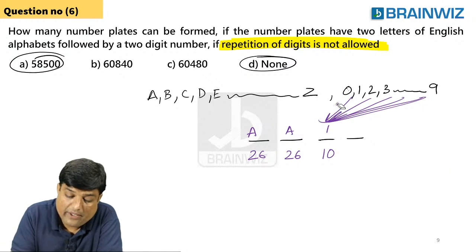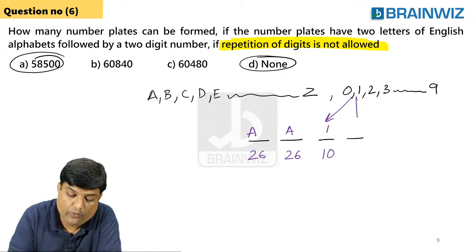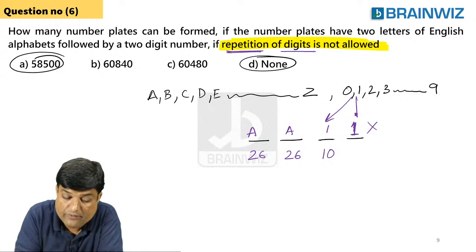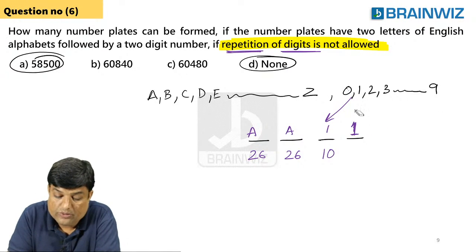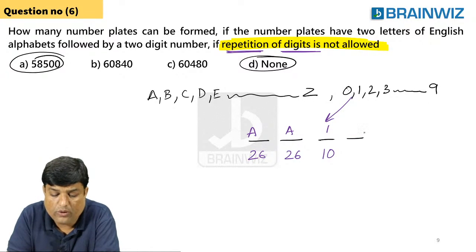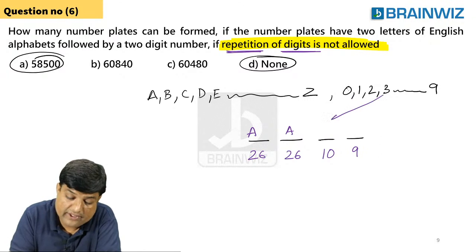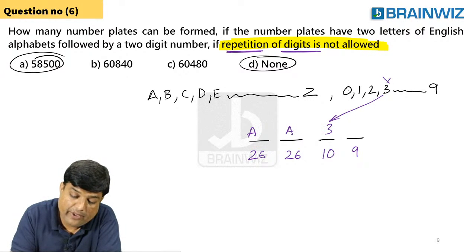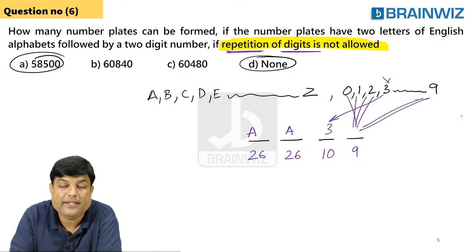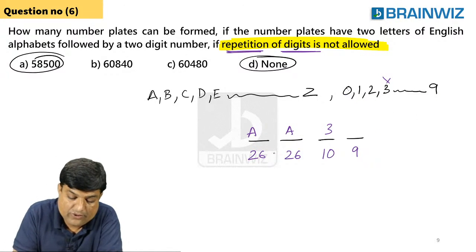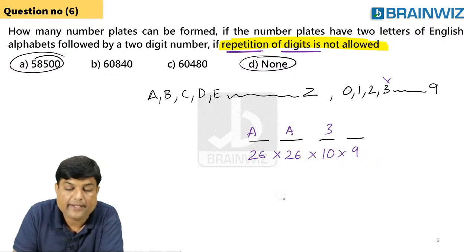So for example, if 1 is sitting here, guys, can 1 be repeated here? No, because he told you repetition of digits is not allowed. So this digit cannot be repeated. Rest of all the 9 digits are possible. Suppose you have got number 3 sitting here. Except 3, all the remaining digits are possible here. So 9 cases. So we can simply say that the answer is 26 into 26 into 10 into 9.